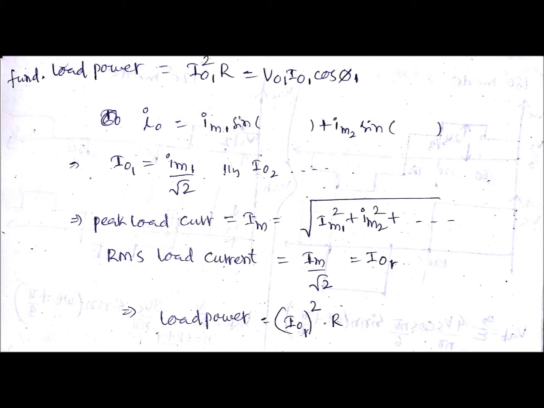Okay, and the RMS load current as a whole will be capital Im divided by root 2. This is for the total load current. Then that total load current, whole square into capital R, will become the total load power. Fundamental load power is different and total load power is different. Okay, right.